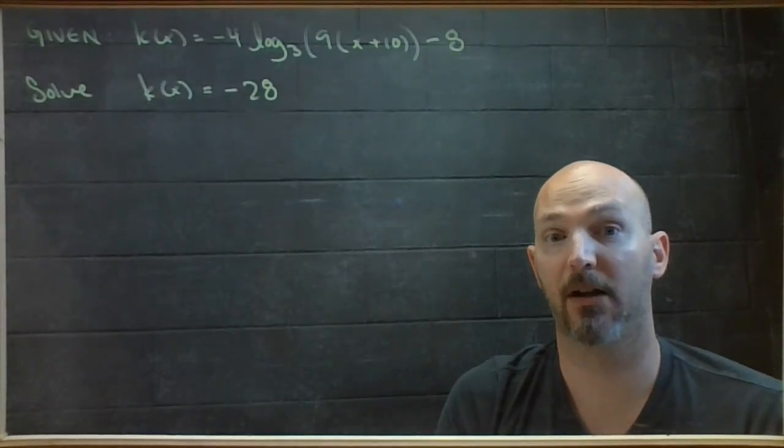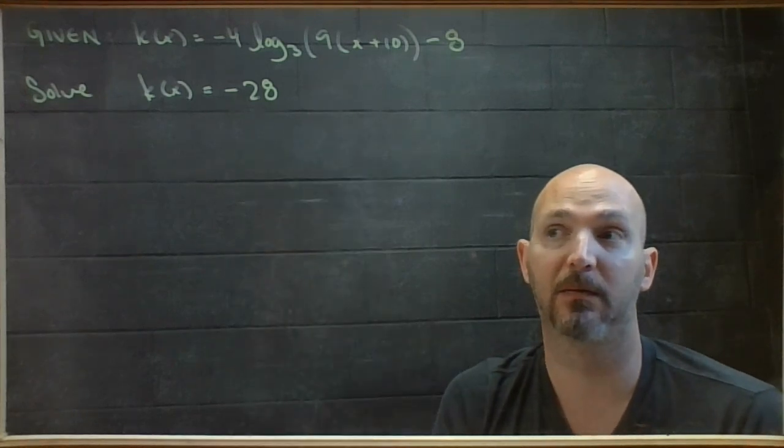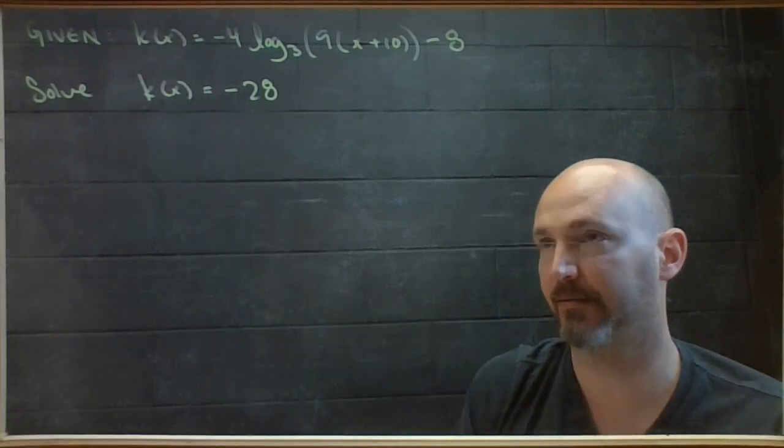Okay, last logarithm for us to go through. We've got a base 3. So carry on, I guess. There's my y value. It needs to go in for k of x.